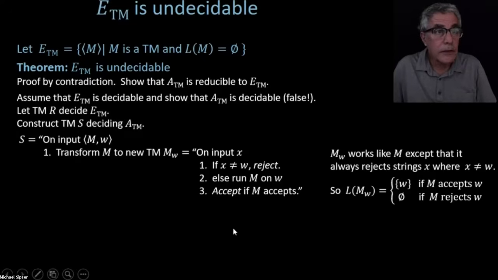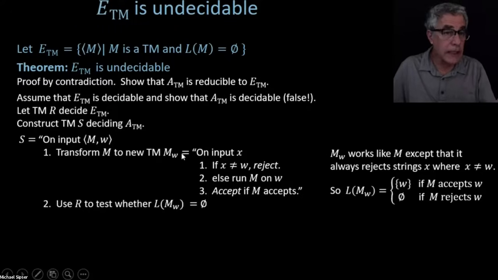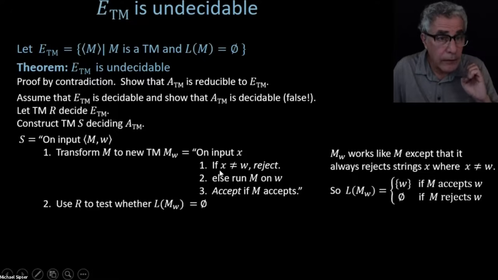Okay, so starting to get some good questions here. Let me just finish the description of S. So somebody's asking here, and again, this is an excellent question: how do we know that M sub W halts on W? We don't. M sub W may not halt on W. We don't care. We're never going to run M sub W on anything.